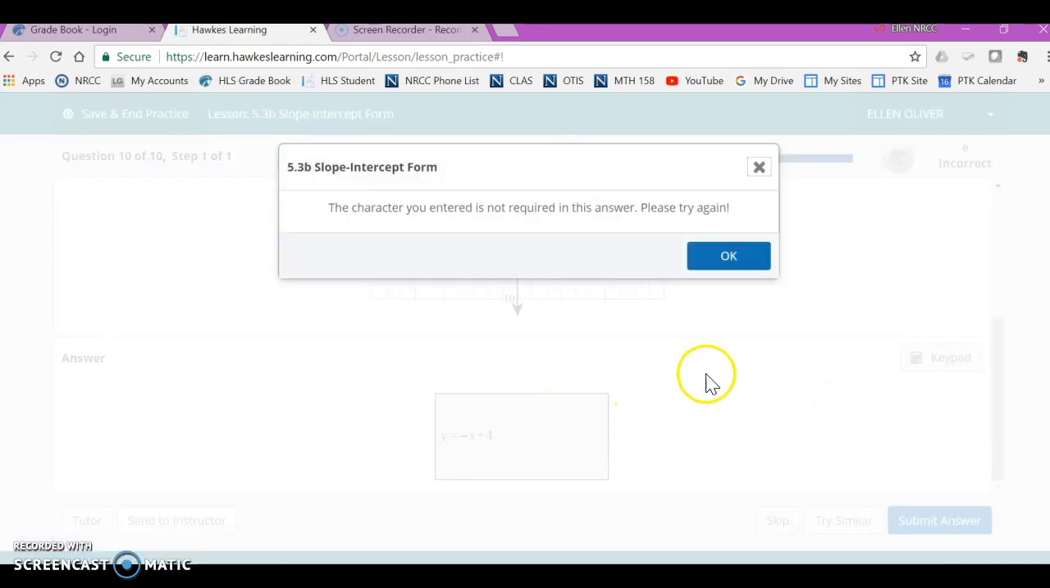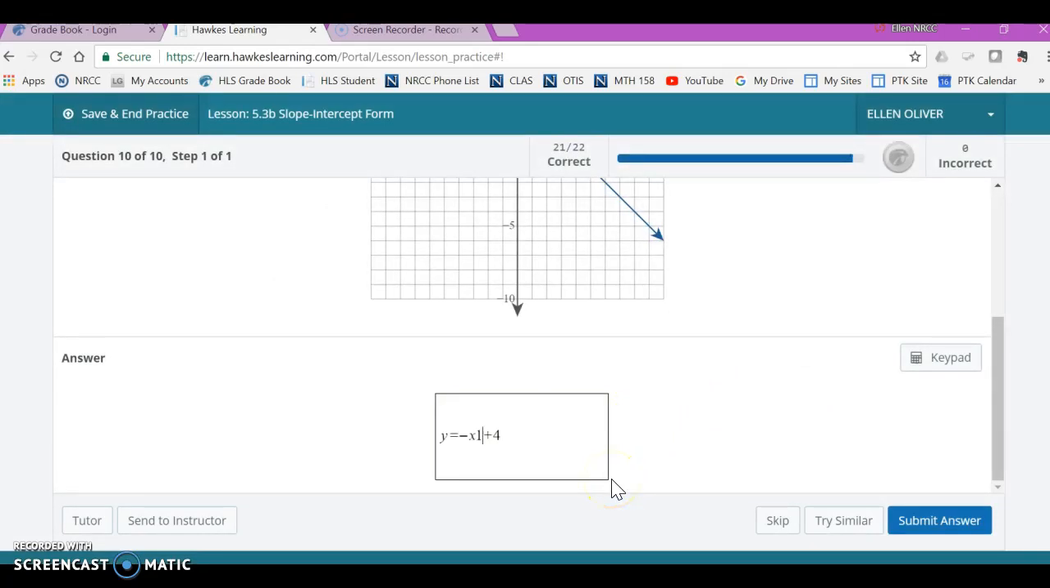Whoops. Of course you didn't like that. Oops. Negative 1. Now, let's see if it'll accept it. If it doesn't, that means they don't want the 1 in there. They just want the negative x. That's what they want. They don't want the negative 1. There we go. And that's the end of that.